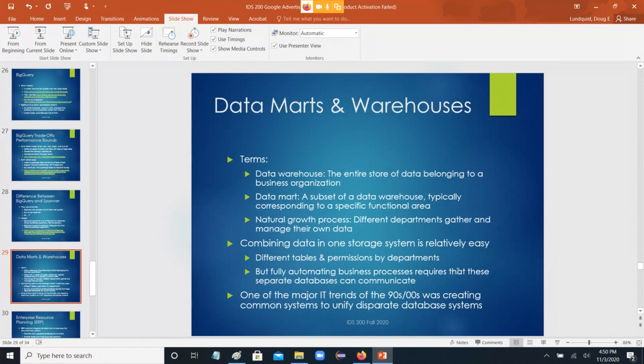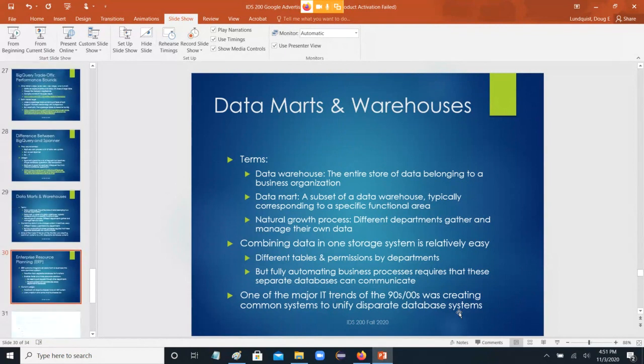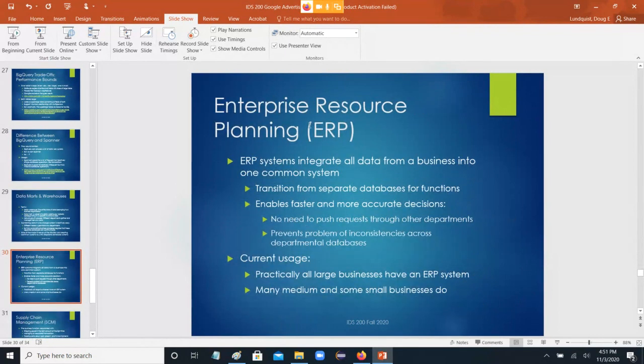So anytime you're doing some sort of automated querying of business capabilities that bridges multiple departments, it's going to be really tough to get those answers unless you've totally integrated your databases. So simple case, right? This was one of the big trends of the 90s and the aughts. The first decade of this century was creating one common system to bring together all of these different database systems within an organization. And that's what ERP was.